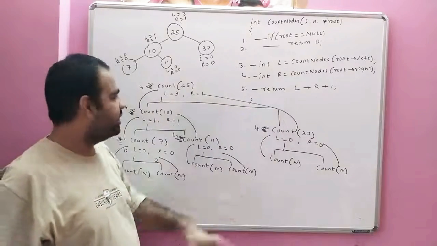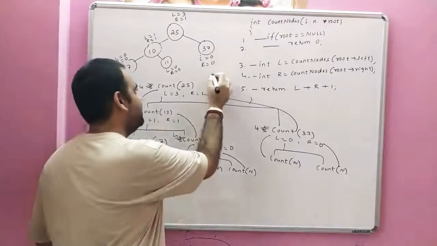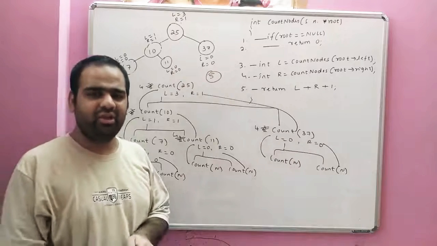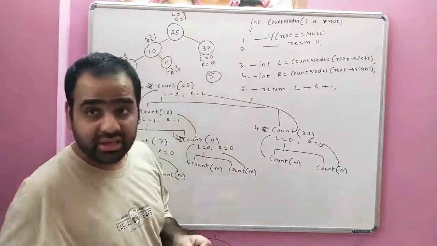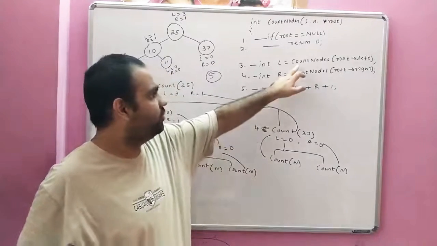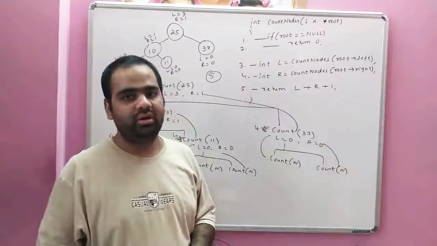Execute line number 5. Return L plus R plus 1. 3 plus 1 plus 1 is 5. And it returns 5. The number of nodes are here what? 5. This is how we count the number of nodes in a binary tree. What is it? It's very simple. The number of nodes on LHS plus the number of nodes on RHS plus the node itself.